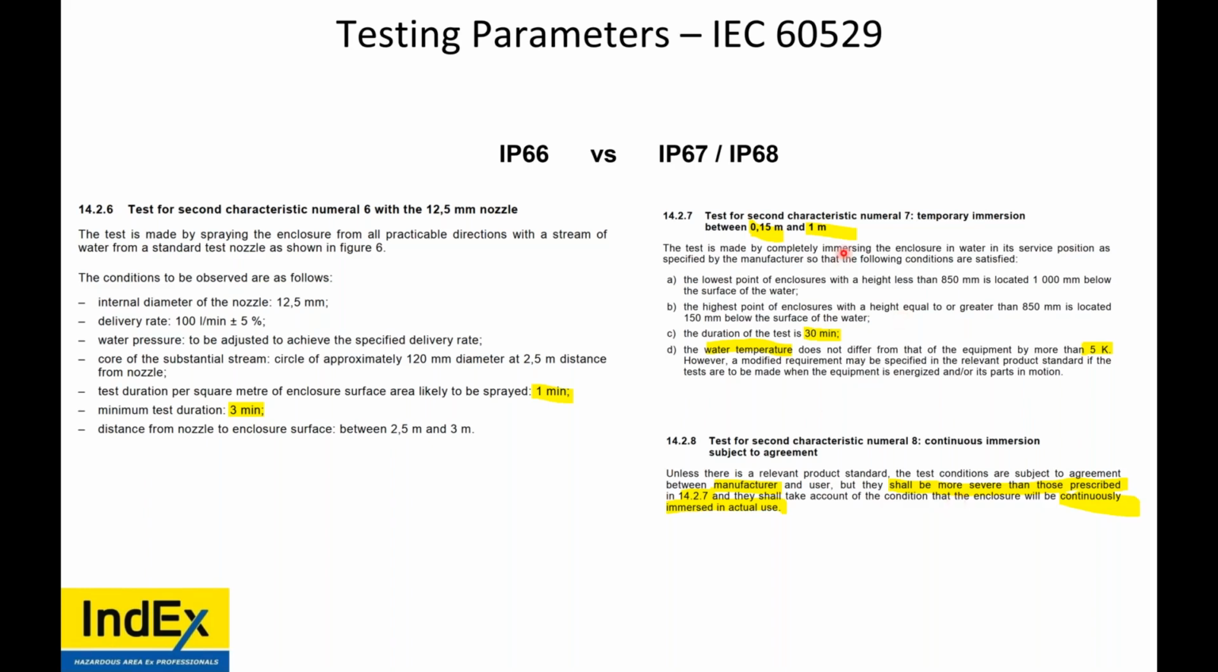This one is temporary, 67, while 68 would be continuous use as defined by the manufacturer. Could be 1 hour, could be days.